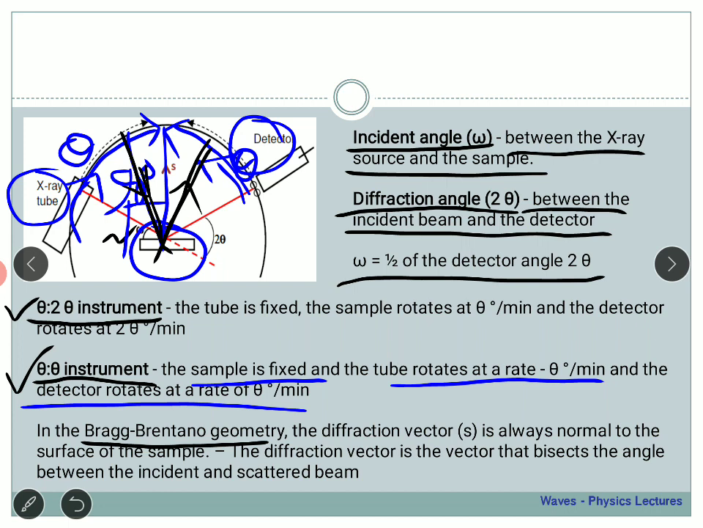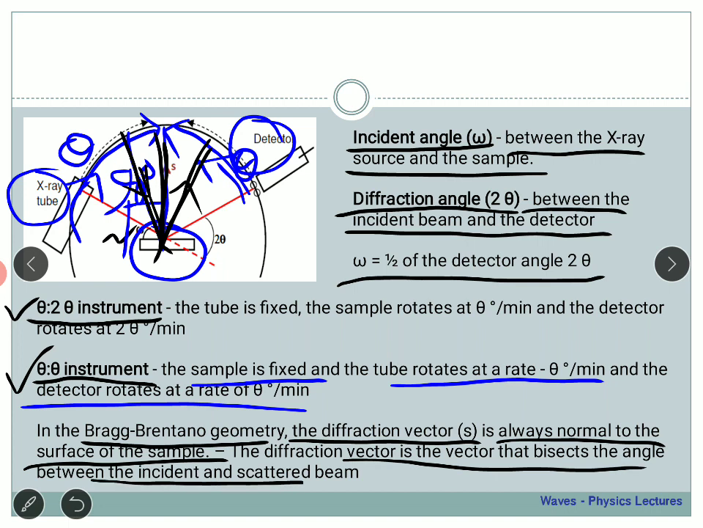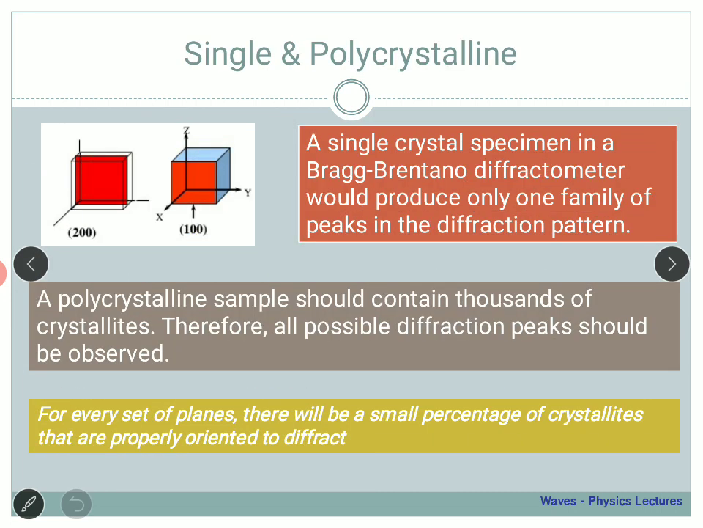And we have got something which is called the diffraction vector. Diffraction vector is this S, okay, and this diffraction vector is always normal, or it will basically bisect the angle between the X-ray received from the X-ray tube and the diffracted beam, okay. So it is always normal to the surface of the sample, that is also important. It is a vector that bisects the angle between the incident and the scattered beam, okay. So that is the diffraction vector. How is the diffraction vector determined might be a one mark question, and probably this should be your answer, okay.